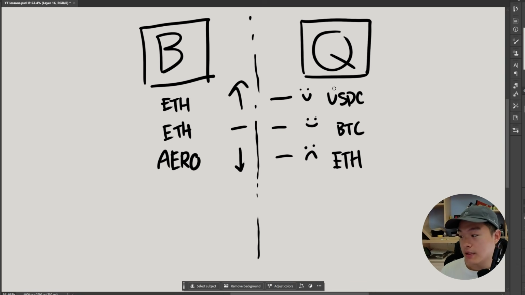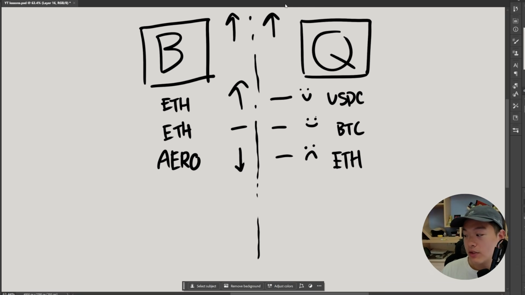So for crypto assets paired with stables, this is a pretty easy to understand concept. But now let's take a look at crypto to crypto pools. There's a couple more scenarios that we have to think about. The first scenario is both assets move up and they move up roughly at an equal amount, right?